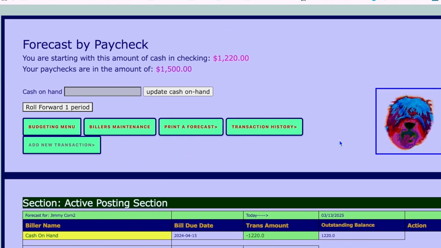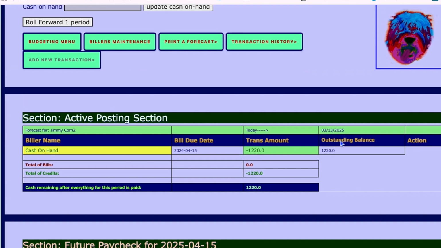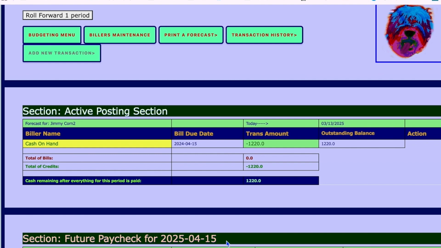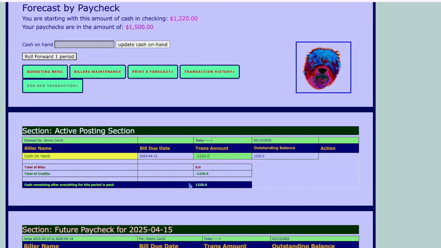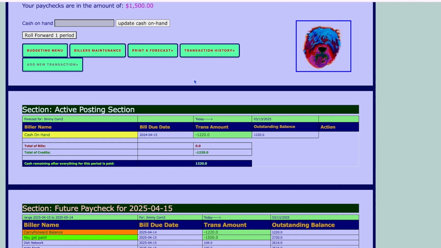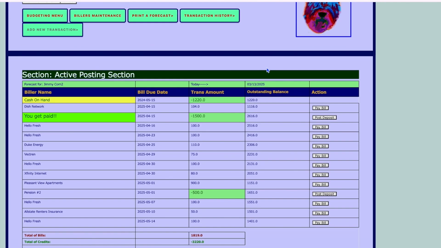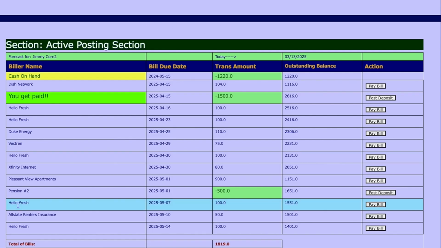But one other thing we'll cover before I close. Let's say we're up to April the 15th and we've received this paycheck, or we're about to receive this paycheck. What we need to do is roll forward so that all the stuff down here moves up here into the active posting section. So we're going to click roll forward one period, and there we are. Everything moved up from that future paycheck section into the active pay. Now we can start taking actions on these things.